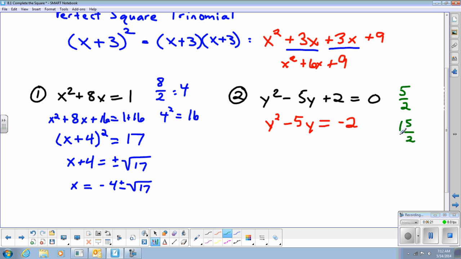If you square 5 halves, what do we get? We get 25 fourths. So that is the amount that I'm going to add to both sides. So I'm going to say that y squared minus 5y plus 25 fourths equals negative 2 plus 25 fourths.